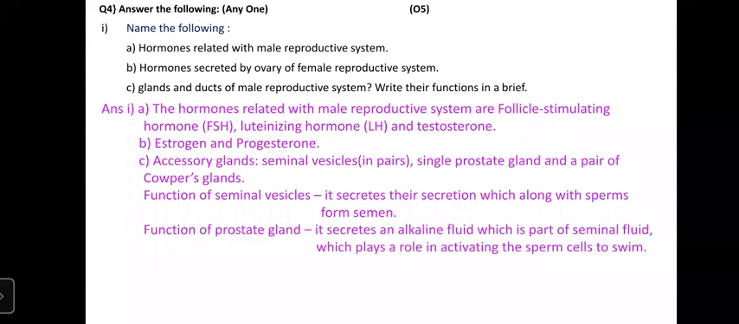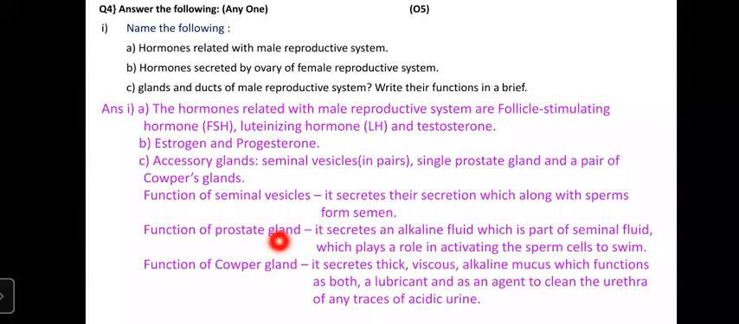Then the function of the prostate gland, what does it do? It secretes an alkaline fluid which is part of seminal fluid, which plays a role in activating the sperm cells to swim. And the third part is the function of Cowper glands. It secretes thick viscous alkaline mucus which functions as both a lubricant and as an agent to clean the urethra of any traces of acidic urine.